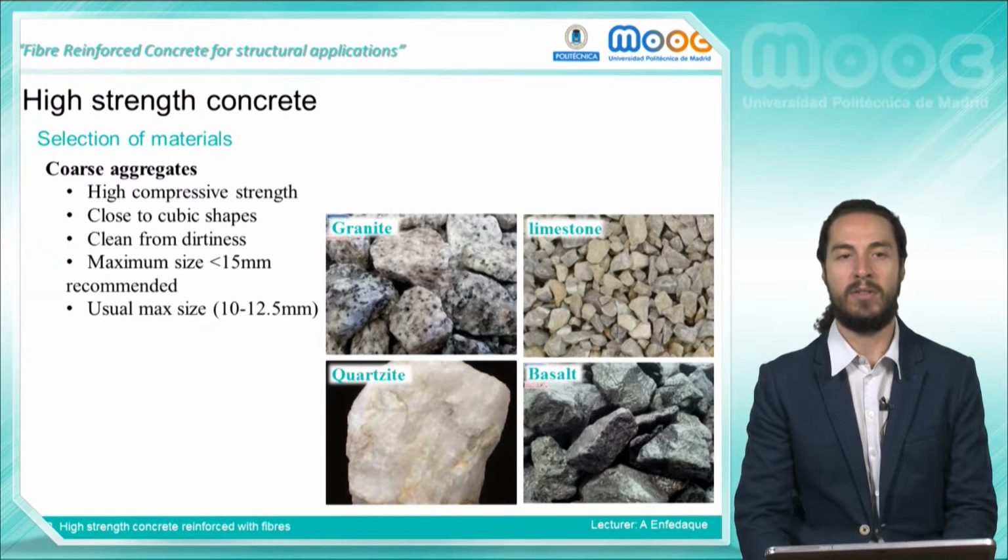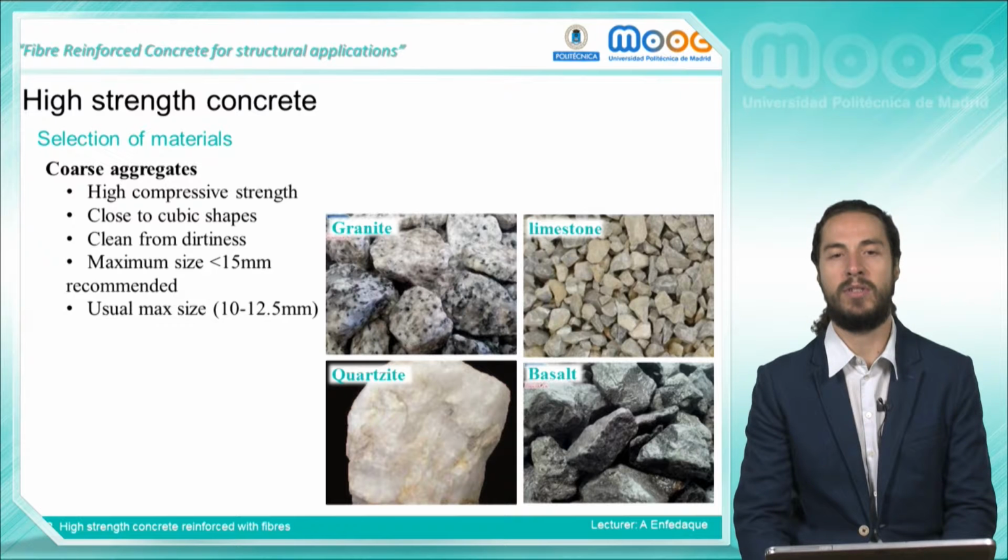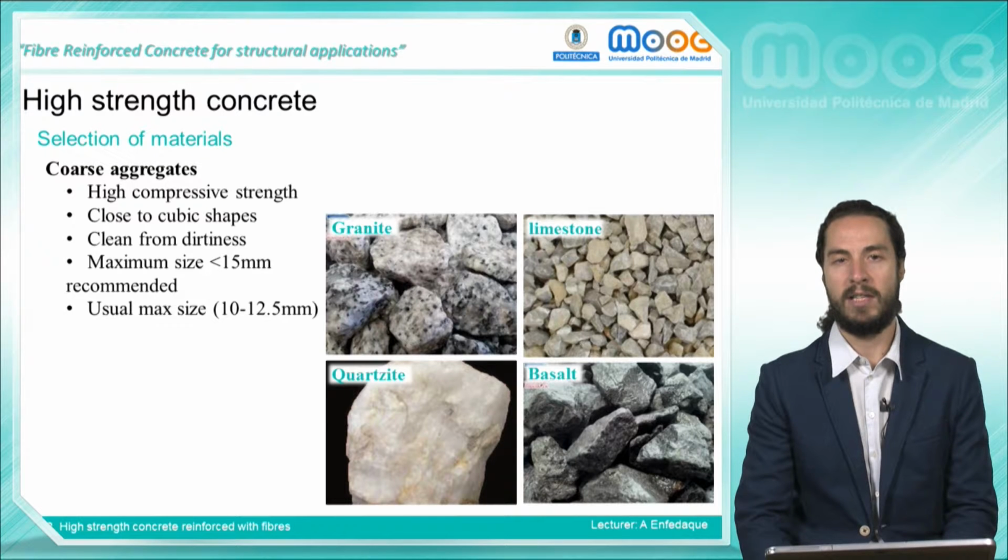Another factor that should not be overlooked is that the aggregate shape ought to be as close as possible to cubes. Of course, and similar to what is required in conventional concretes, the aggregates should be clean of dust, organic substances, or other type of dirtiness. It is recommended that they should have a maximum size smaller than 15 millimeters, usually between 10 and 12.5 millimeters. Some of the most employed aggregates are granite, basalt, quartzite, and certain types of limestone.